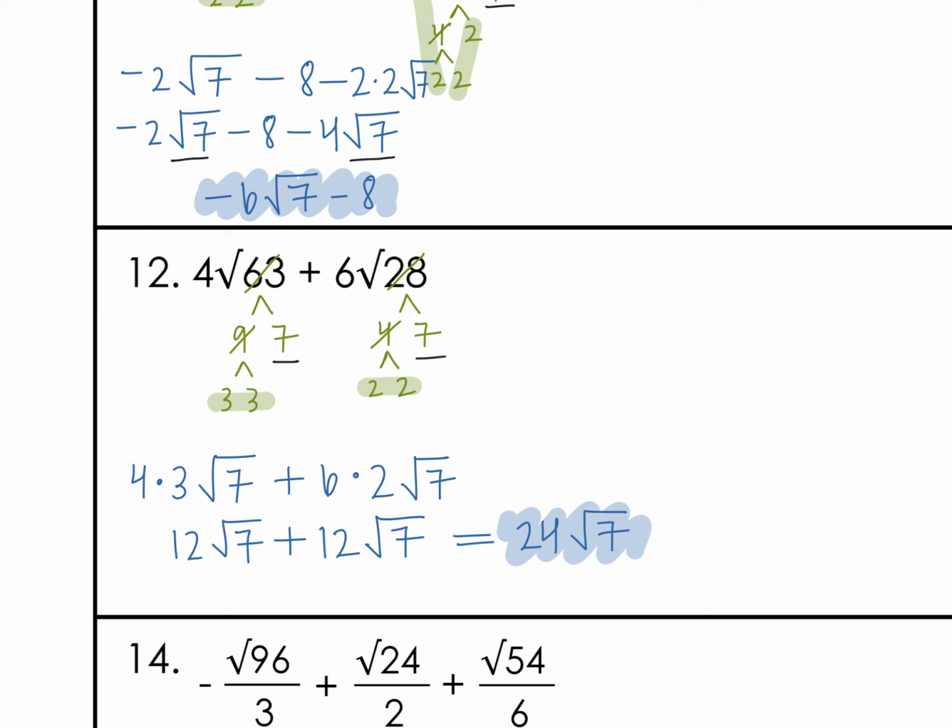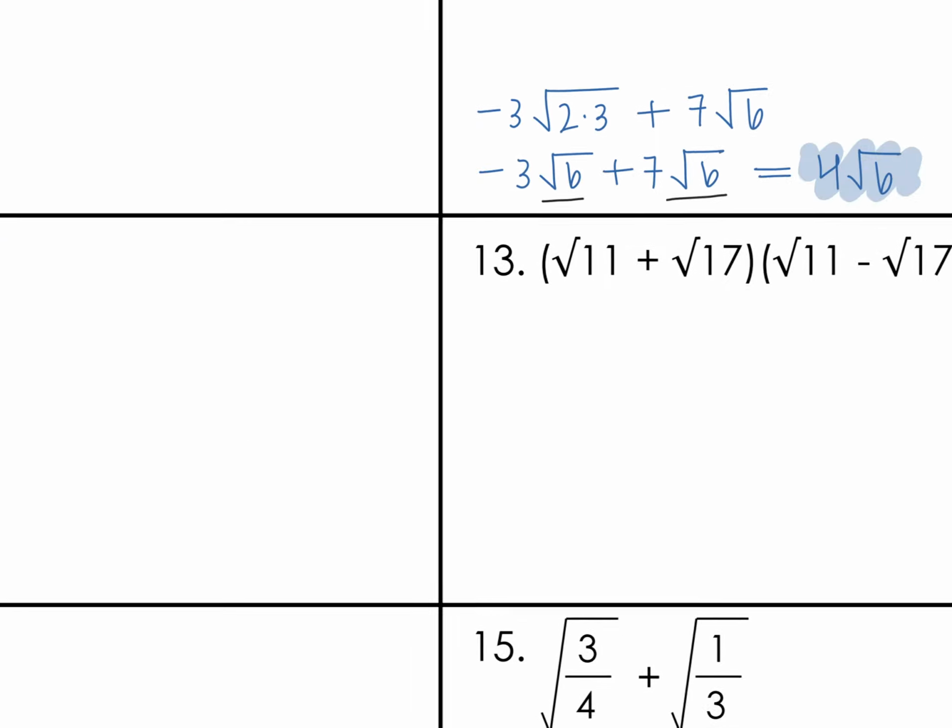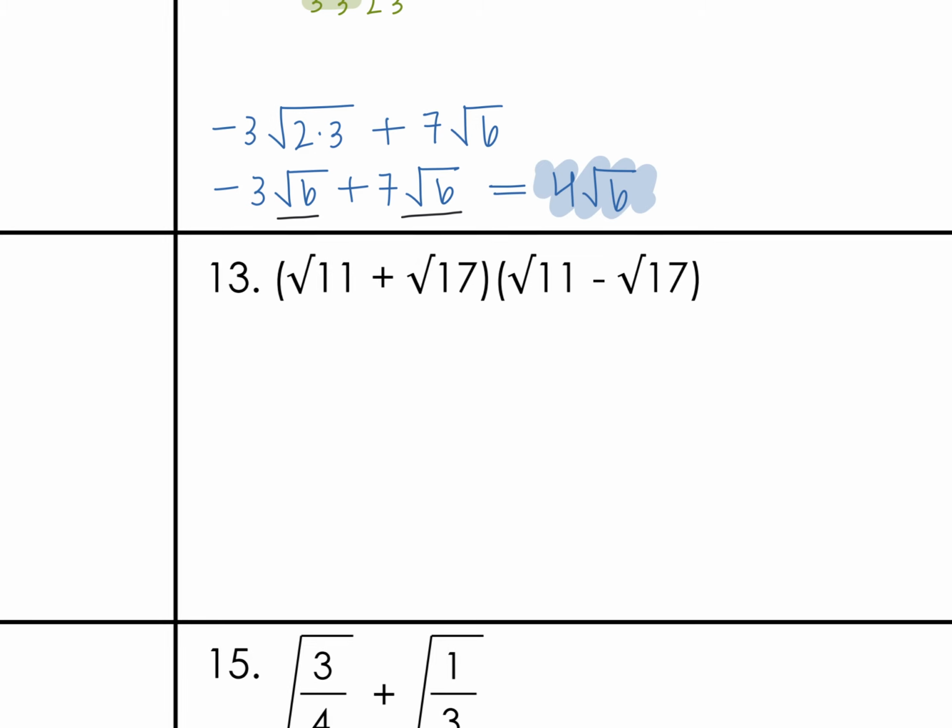All right, now let's move into number 13. Okay, so for problem 13 here, we are going to FOIL. Okay, we're going to multiply. We'll have here that root 11 times the square root of 11. Then we'll have that root 11 times the negative square root 17. So positive times negative gives me a negative 11 times 17.